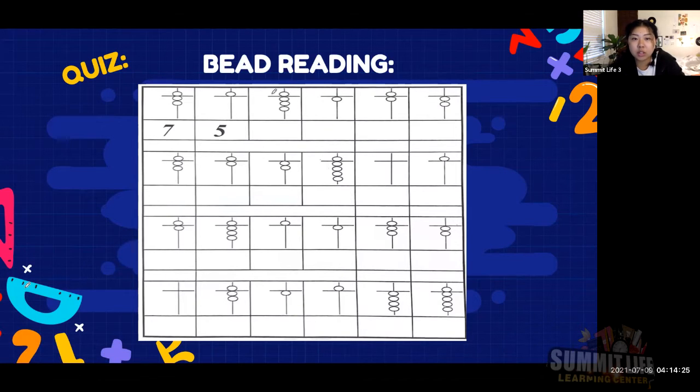So count, do you see this little line in the middle? Yeah. This one equals what? How many? Yeah. How much is the top one equal again? It equals 5. Yes, so if we have 5, this is 6, this is 7, this is 8, right? 5 and 3 lower beads. 5 plus 3 is what? Is 8. Yes, so this number is 8.